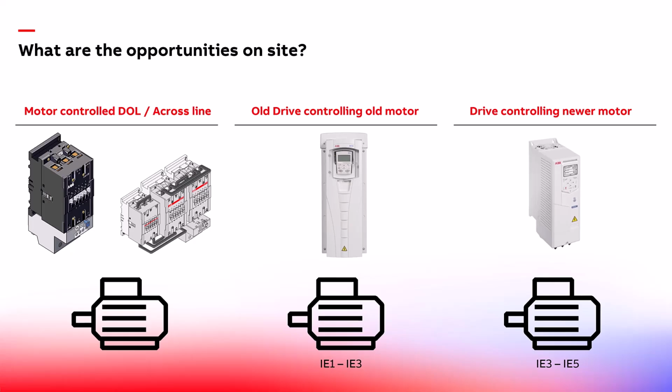The only speed control that would be applied would be some kind of mechanical speed control, or sometimes we have on-off where a motor would turn on and off multiple times to try and get the correct flow or speed that they were looking for. The other ones that you see is you might see an old drive already installed on an application controlling an older motor, maybe an IE1 to an IE3 motor. So if you see that, then there's potential for upgrade, as we'll see as we go through this presentation.